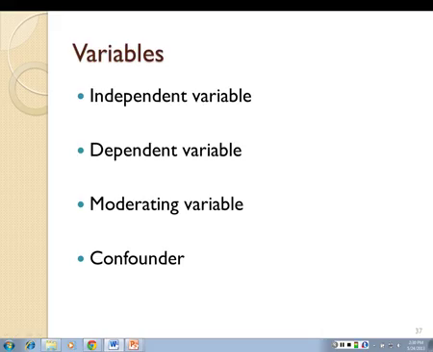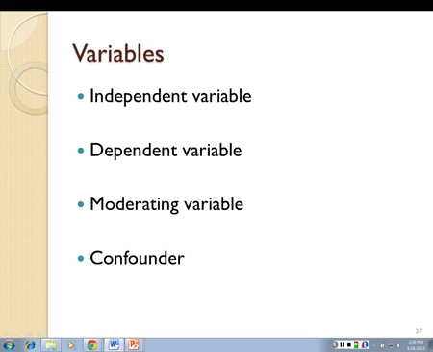Now, we'll talk more about effect modification and confounding later in the semester, but for now I would like to introduce these terms. A moderating variable is a variable that alters the strength of the association between two variables. For example, let's say that intervention X reduces cardiac readmission rates, but only for patients that are younger than 65 years of age. In this example, age is your moderating variable.